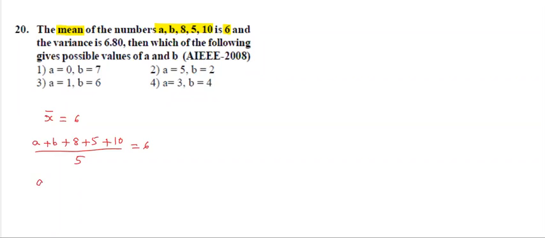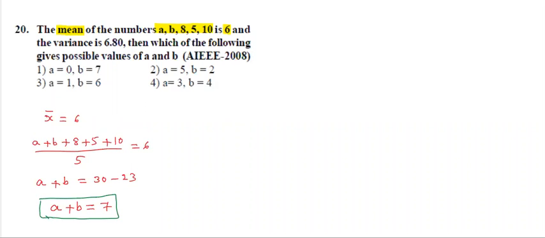Do the calculation. A plus b is equal to 5 times 6 is 30 minus 23. Finally, what is a plus b value? 7. But we want the a value and b value. Verify the options. All are correct. So go to another condition.